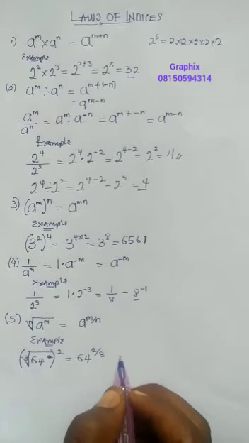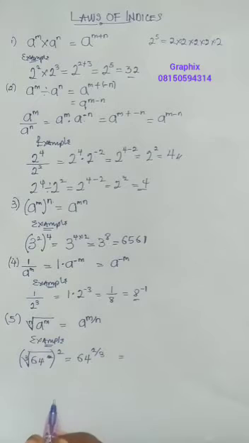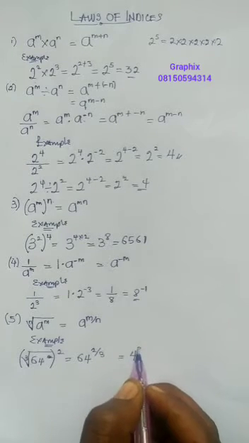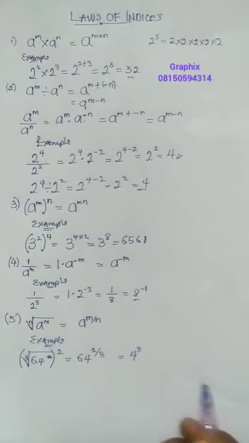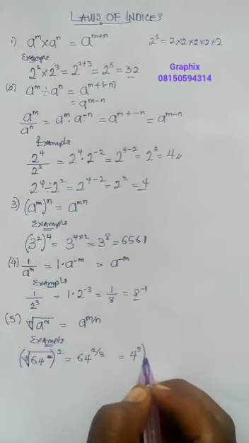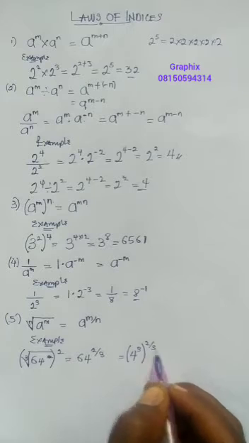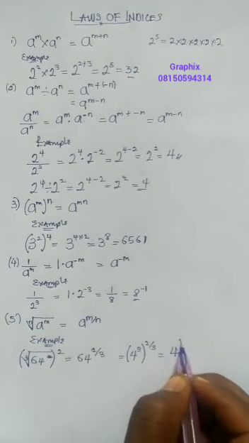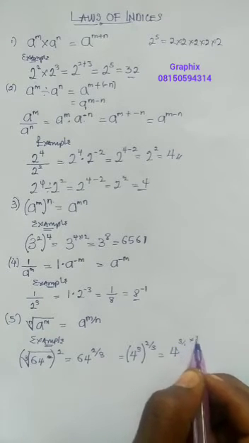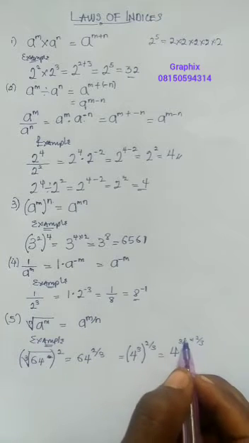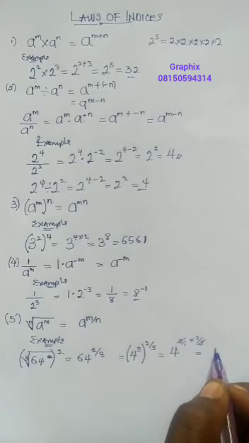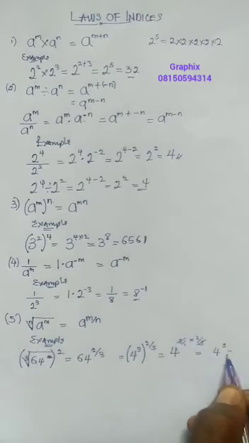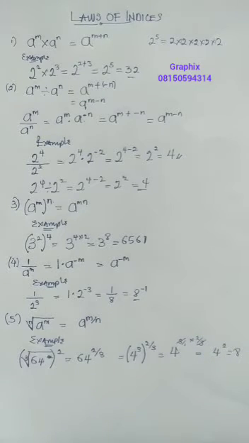Is that okay? And we know very well that 64 in its lowest form is 4 raised to power 3, because 4 times 4 times 4 is 64. And raised to the power of 2 over 3. Like I taught in my last video, it can still be written as 4 raised to power 3 over 1 times 2 over 3. So 3 will cancel 3. We are left with 4 raised to power 2, which is 16. So that is for that.